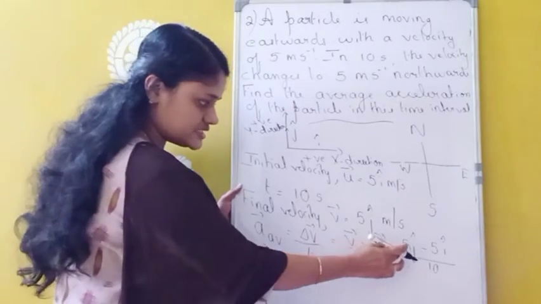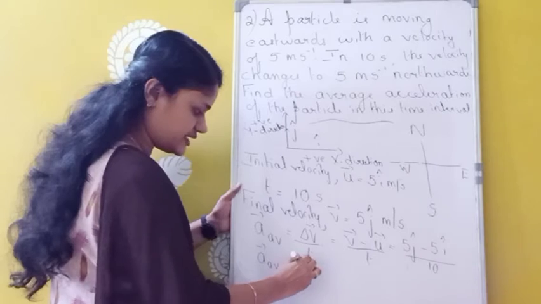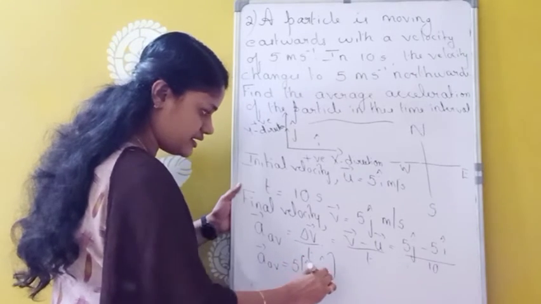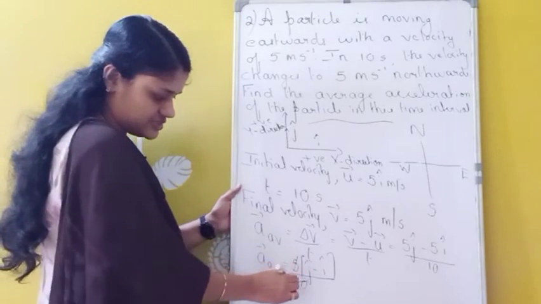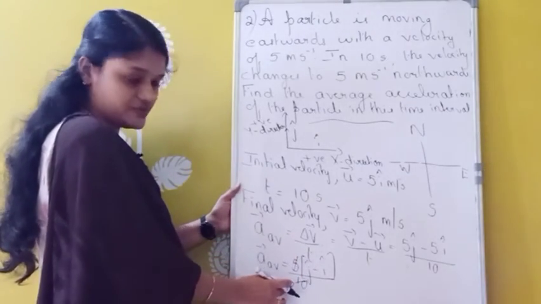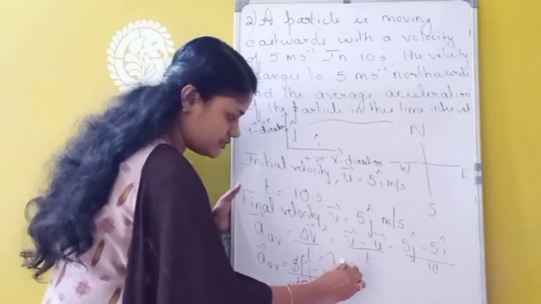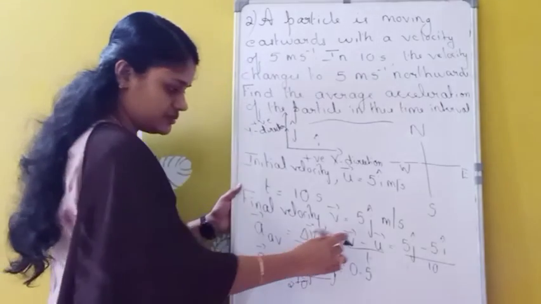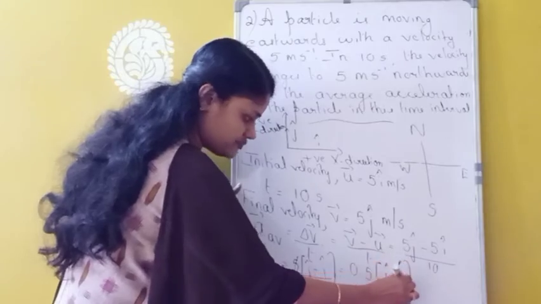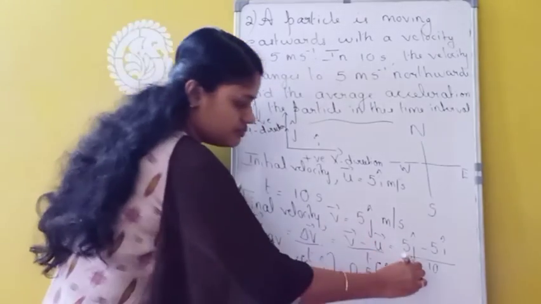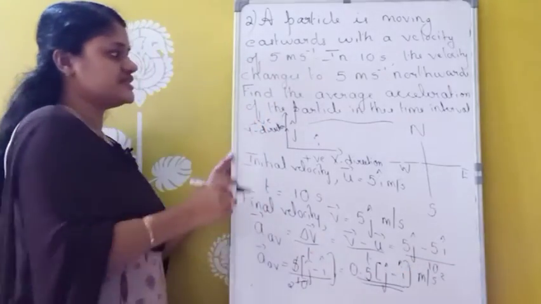So a average equals, taking 5 common outside, 5 into j cap minus i cap divided by 10. This 5 and 10 can cancel, so you will get 1 by 2, which is 0.5. So you get 0.5 into j cap minus i cap. What is the unit of acceleration? Meter per second square. This is the average acceleration of this particle.